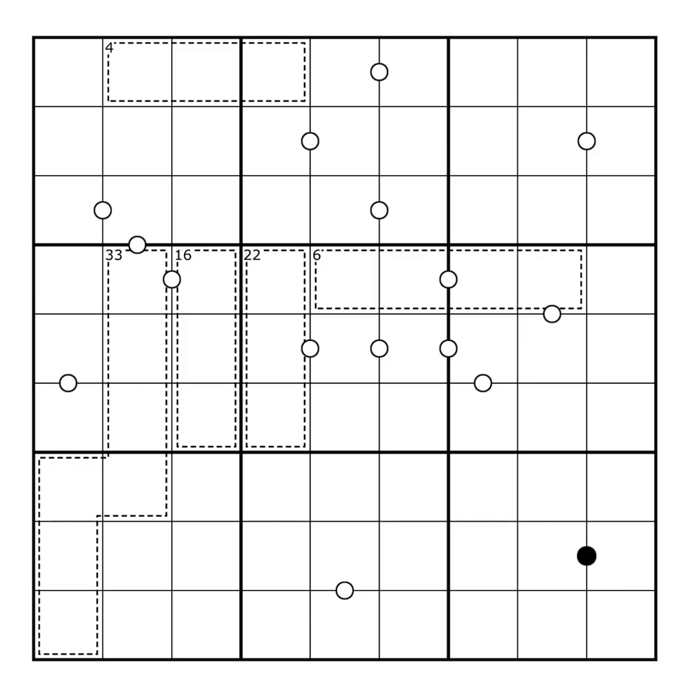The kropki dot rules and killer cage rules apply. Digits cannot repeat within the cage. Digits across a white dot are consecutive. Digits across a black dot are in a 1 to 2 ratio.